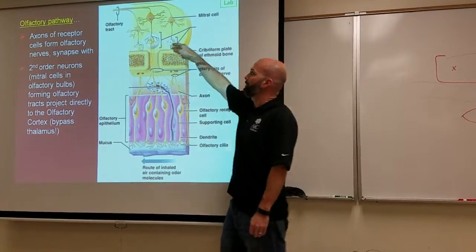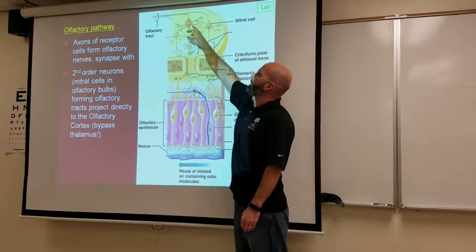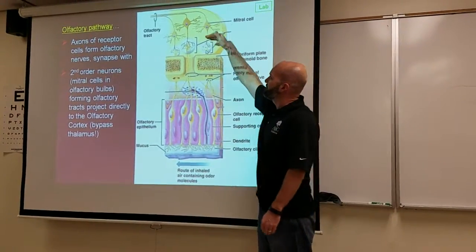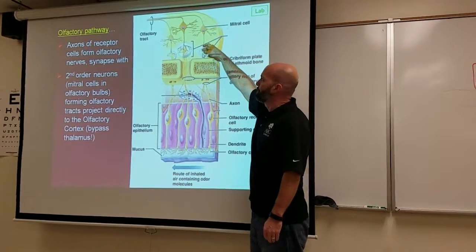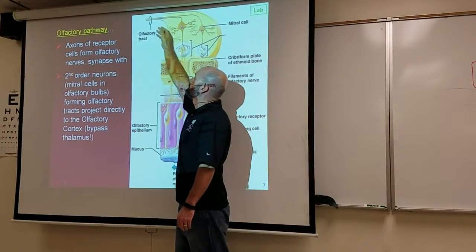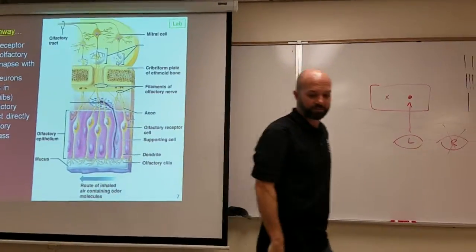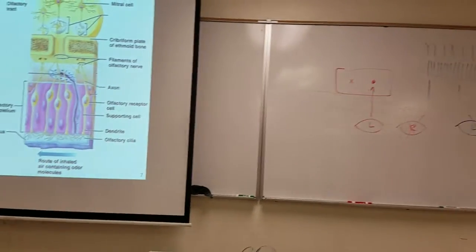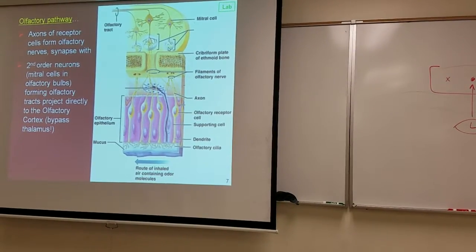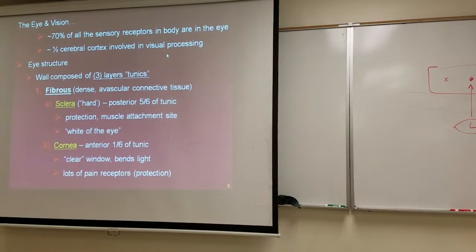In the olfactory bulb, which is this big structure here, we have mitral cells. That's neuron 2. That's your second order neuron. So the synapse between first and second is in the bulb. The mitral cells then use their axons to transmit these action potentials all the way to the olfactory cortex. So that's it for taste and smell.